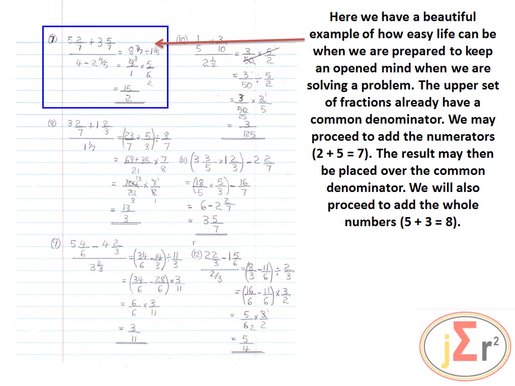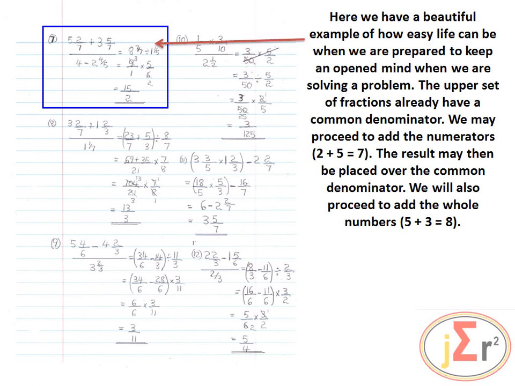We will also proceed to add the whole numbers, and the whole numbers are 5 and 3, and that will give 8. So we have the numerators. When we add them, 2 plus 5 is equal to 7. Then we add these, 5 plus 3 is equal to 8. Now, some students, by the time they get to number 7, are converting mixed numbers to improper fractions, and they are doing all of the regular fancy footwork.